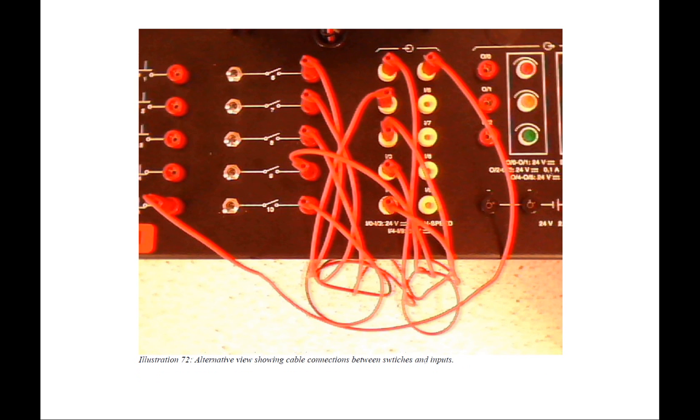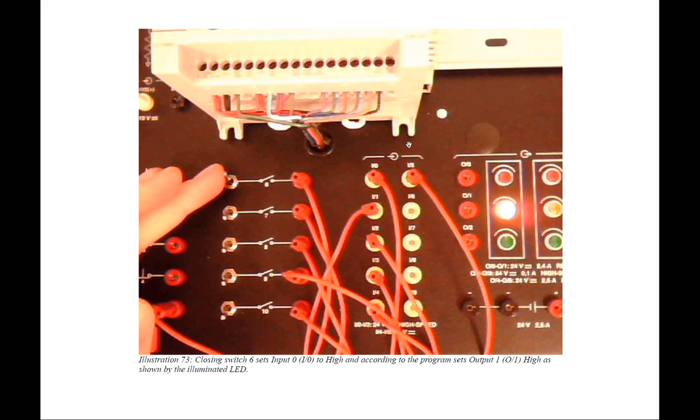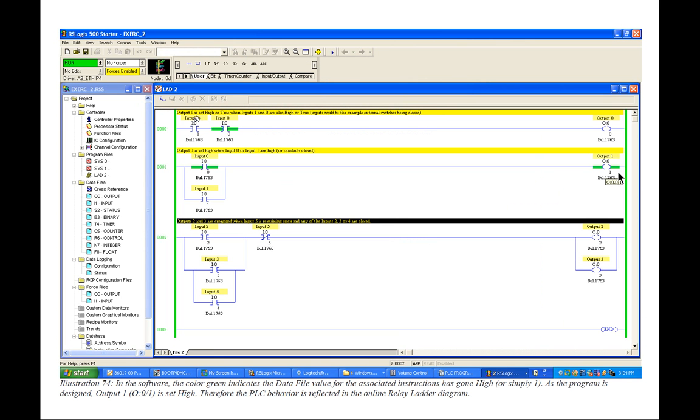Okay, next video, just showing the connections between the switches and the inputs. You'll see this is obviously running the program now. Closing this input switch 1 activates the output 1 LED, according to the program. Scroll down further, and you can actually see that. This is in run mode, and you can see I've closed switch 1.